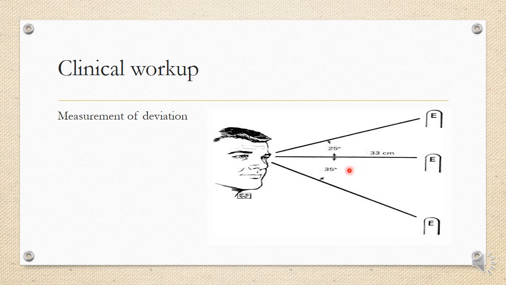So what you do is keep this stick right in front of the patient at 33 centimeters, ask him to look at this particular target and keep it in the primary position, and check the amount of deviation. Take it up 25° and down 35° from the primary position, check the measurement of deviation, and see if there is an increase or decrease in any of the gazes corresponding to one particular pattern of squint.